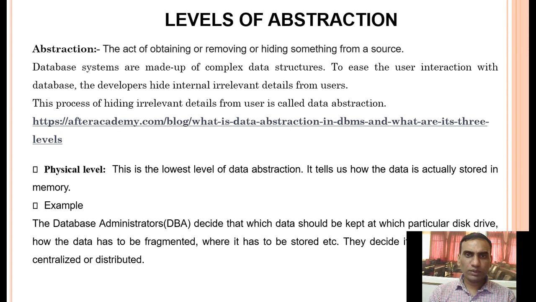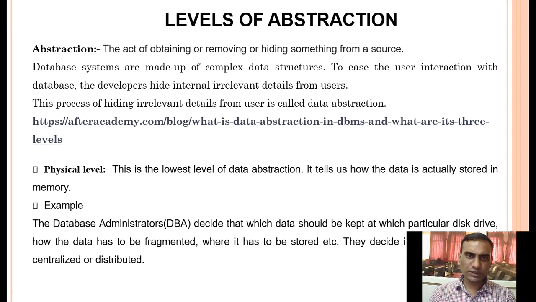Database systems are made up of complex data structures. Every database has a very complex data structure, and the normal user doesn't want to interact with this type of complex data structure each and every time. The user wants a simple user interface. So for user interaction with the database, the developer hides internal irrelevant details from the user. The developer hides some complex data structures from the normal user. This process of hiding irrelevant details from the user is called data abstraction.